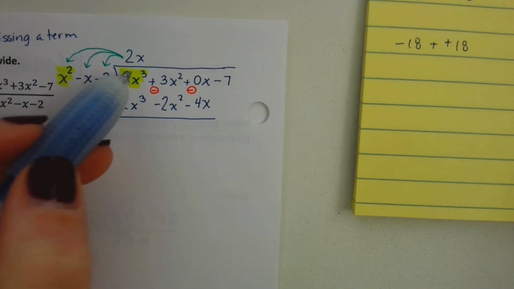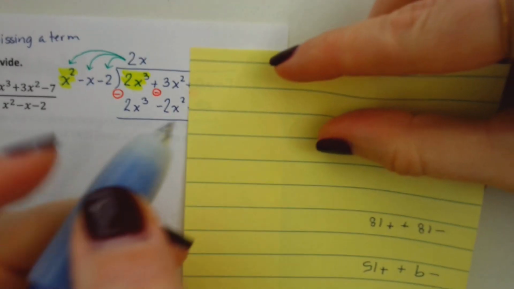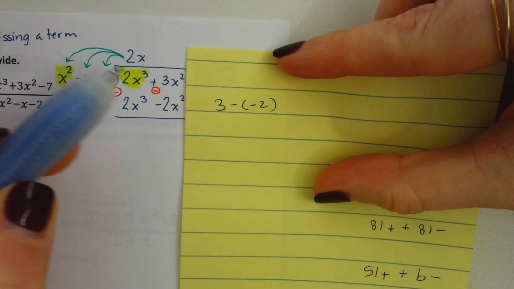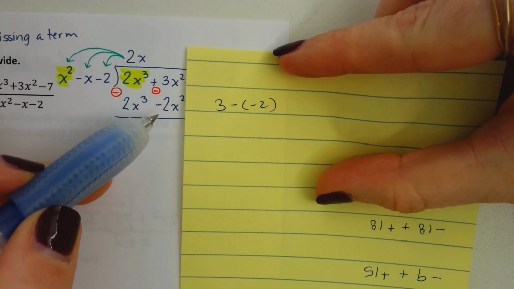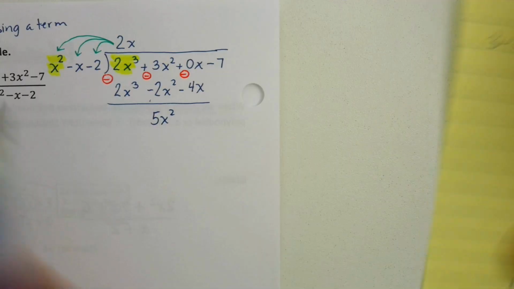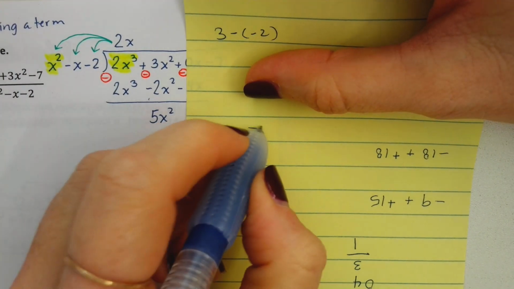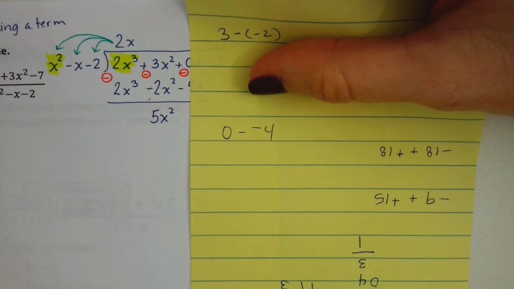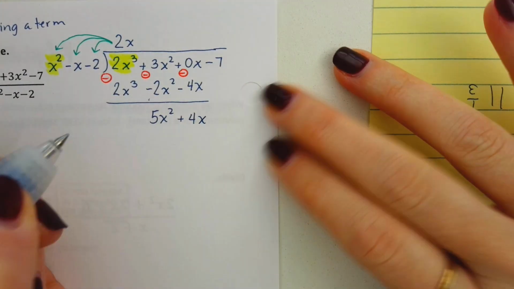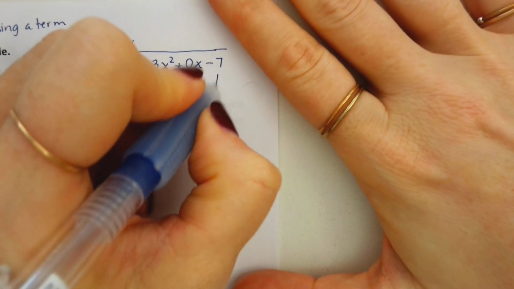First one's gonna cancel. That's 2x cubed minus 2x cubed. Cancels. And then we'll have a 3x squared minus negative 2x squared. 3 minus negative 2 becomes 5x squared. And then we'll have a 0 minus negative 4x. 0 minus negative 4 becomes 4. Yeah, positive. Plus 4x. Okay. And then what's my next step? Bring down the minus 7.